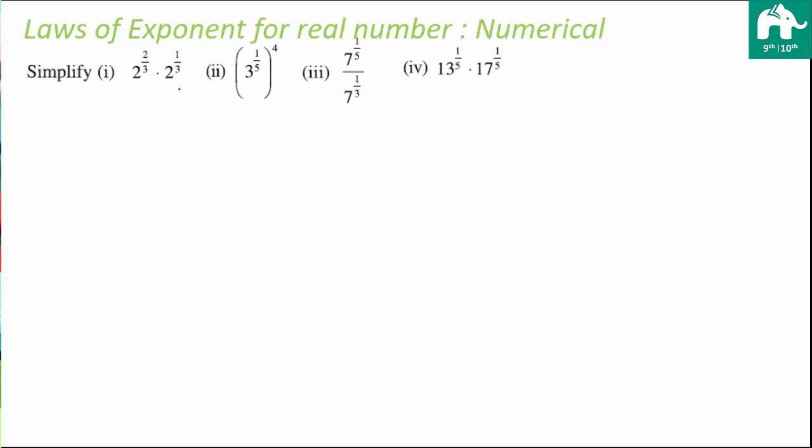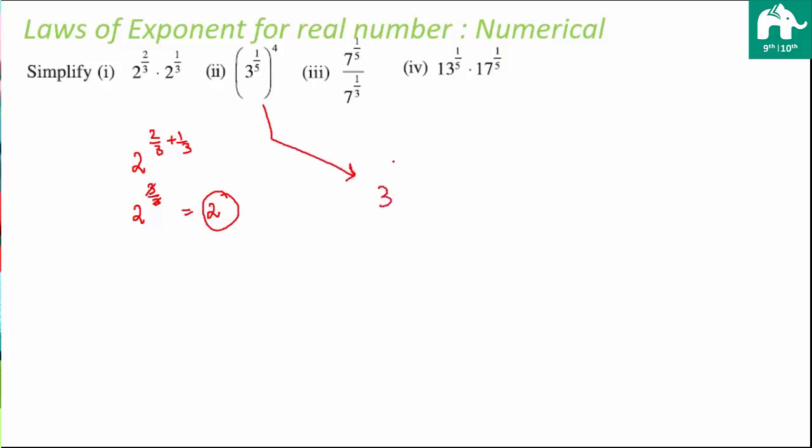2 to the power 2 by 3 into 2 to the power 1 by 3. We see that the bases are the same and they are getting multiplied. So what will happen to the powers? The powers will get added up. So this becomes 2 to the power 3 by 3, which is equal to 2 to the power 1, that is 2. Let's look at the second one.